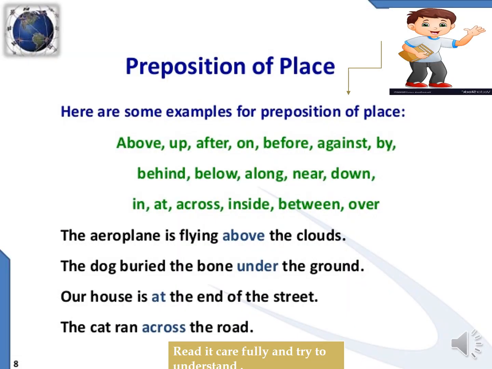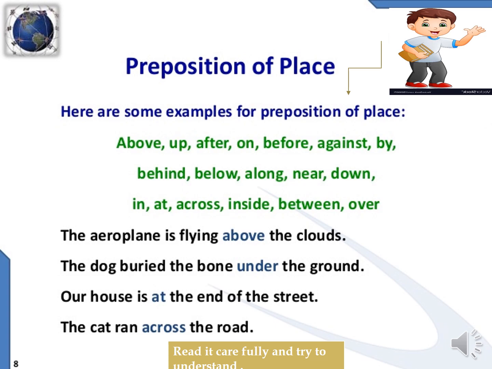Next, children, here are also some examples of prepositions of place: above, up, after, on, before, against. So here are a few examples, children. In this example, you are going to know exactly how the preposition is placed. The airplane is flying above the clouds.